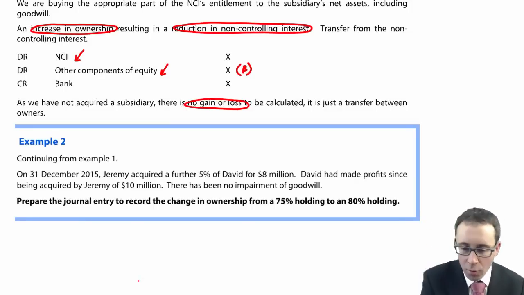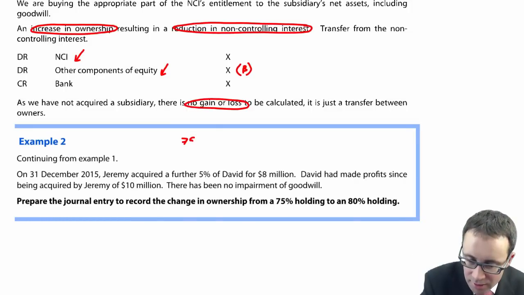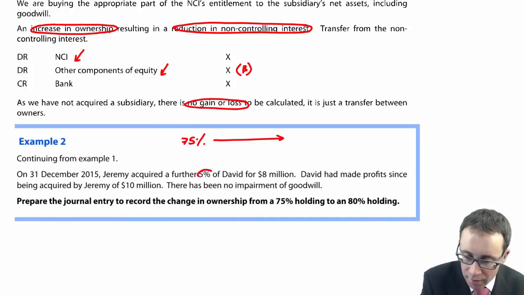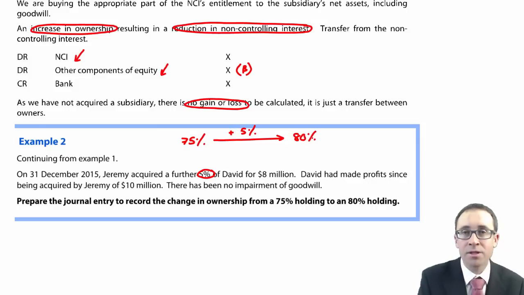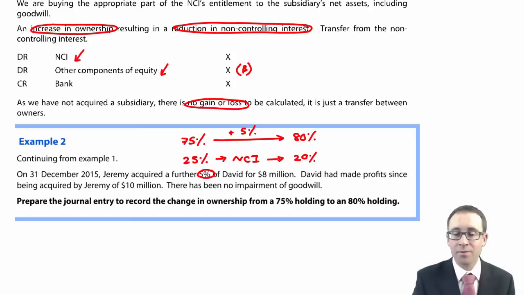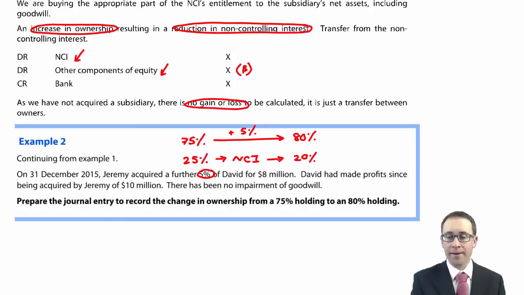Okay, so what we've got essentially is 75%. What happens there is we've acquired a further 5%. That takes us up to 80%. So what you had previously was a 25% NCI, and you now have a 20% non-controlling interest. Okay.